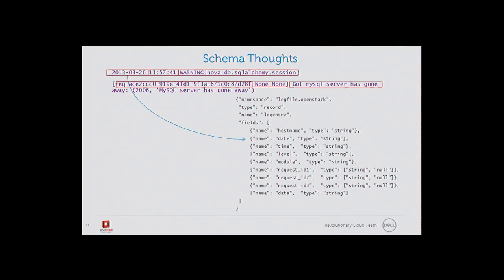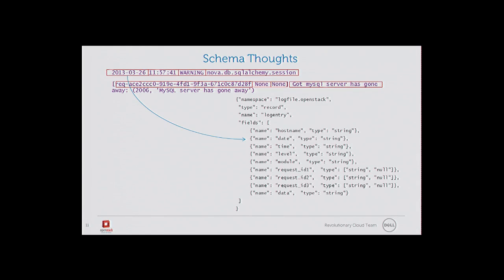So at the top here, I just took an OpenStack log message. It's fairly recent, and I dropped it at the top of the screen, and the little red boxes indicate the fields that are being parsed out. This body of text on the right is the Avro schema that I'm mapping it into.